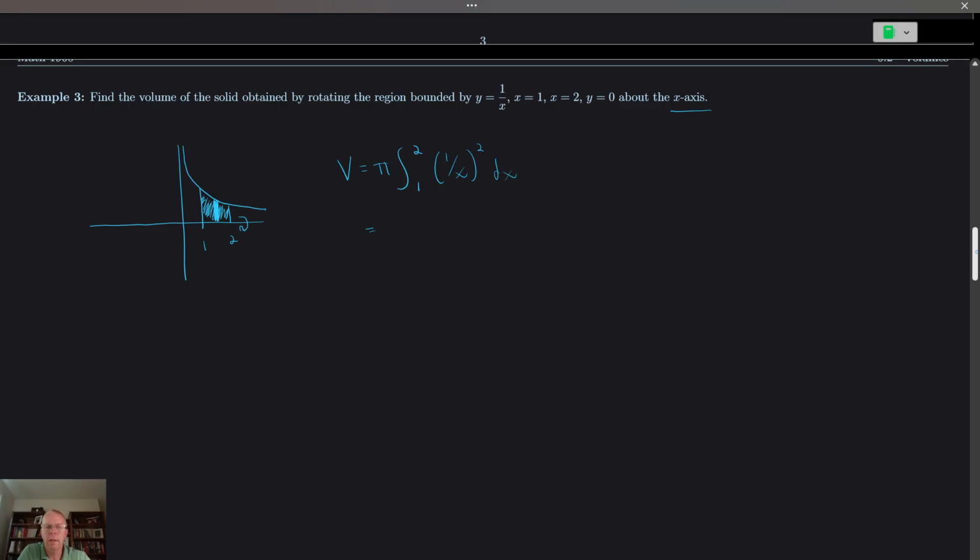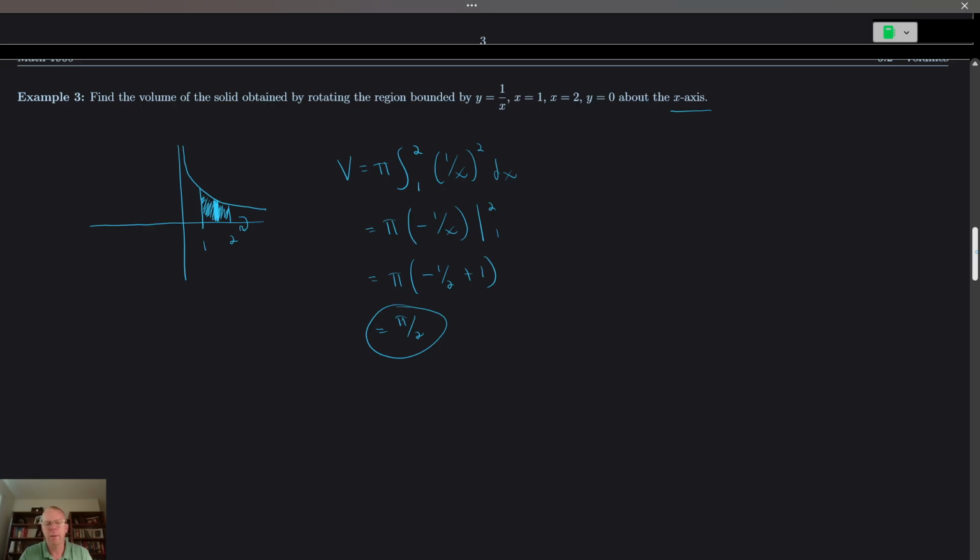And so we have pi. This is 1 over x squared. The integral would be negative 1 over x from 1 to 2. So we have pi, plug in, we get negative 1/2, and then minus a negative 1, so that'd be plus 1. And then we get 1/2 times pi, which is pi over 2. Okay, so there's the first few examples.